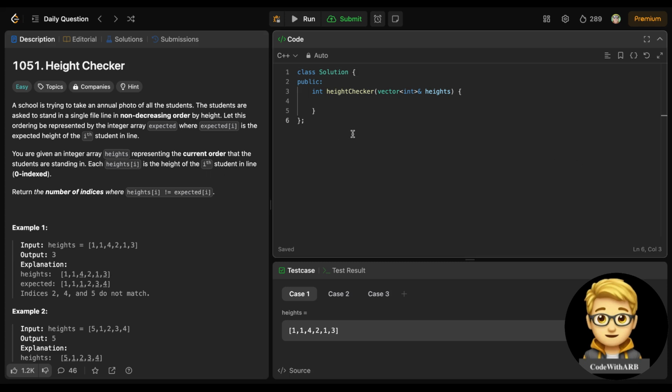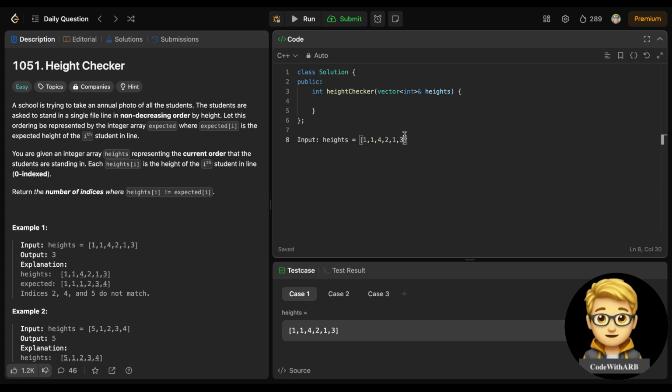Okay, so we are given an array of heights, right? We need to arrange these heights in increasing order. The expected height should be this height array in increasing order. Non-decreasing means increasing, right? It's not strictly decreasing, it is increasing.